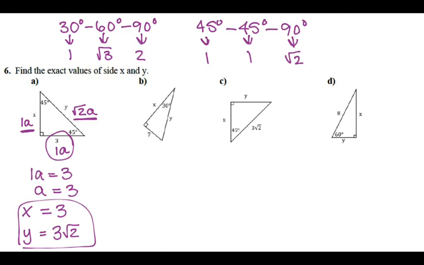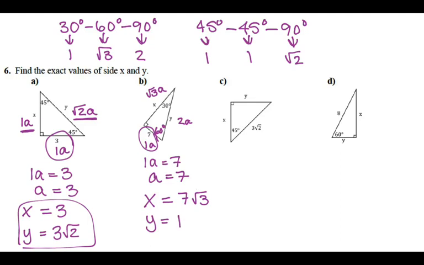And then for the 30, 60, 90, so across from 30 degrees, if this is 30 degrees, that makes this 60 degrees. Across from 30 is 1, across from 60 is root 3, and across from 90 is 2. And again, I'm going to go ahead and attach those variables. I have one side that has a numerical value, and that's going to help me create an equation in which I can solve for a. So a is 7. And because I know a, I know x is root 3 times a, so that would be 7 root 3. Y is 2 times a, so that would be 14. And there you go. I'm not going to do the other two because it's the same type of problem.